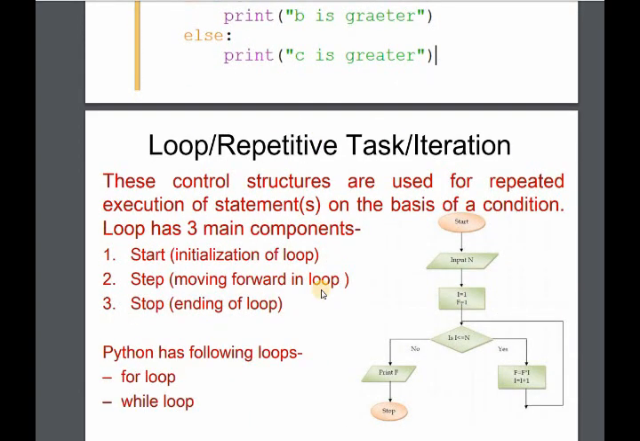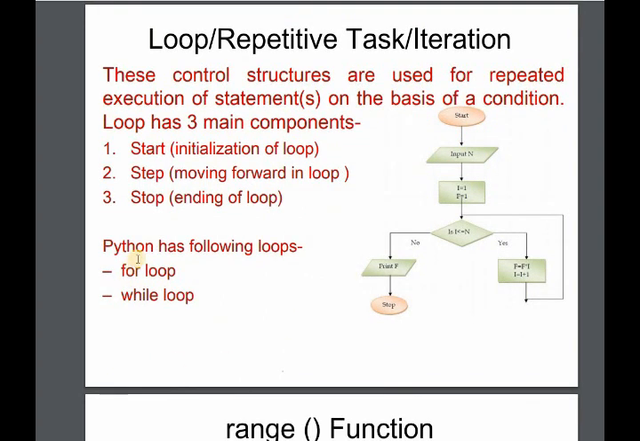Loop is what? Where you are using a controlled environment for repeating a particular task, that is called a loop. A controlled environment for repeating a task. Clear? At that time you require the loop. There are two types of loop in Python: for loop and while loop. Do while loop is not present in Python.